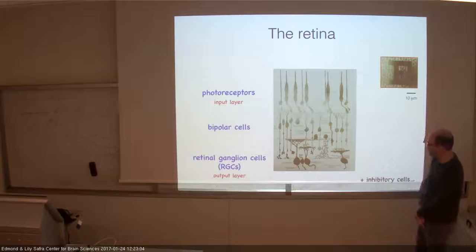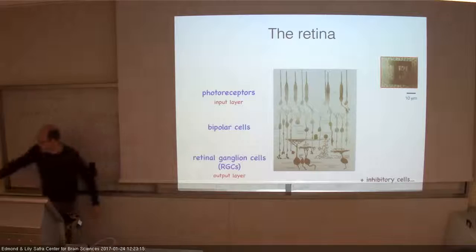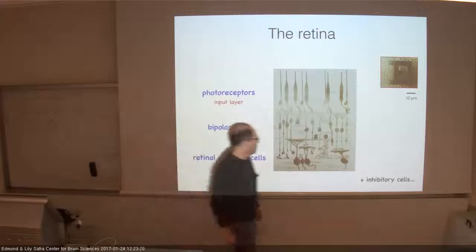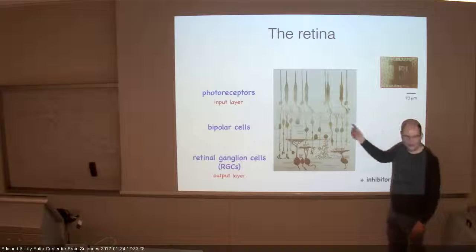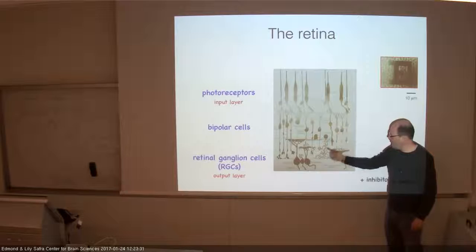It's important to note that in addition to these, there are inhibitory cells, which generate some recurrent connections both in this layer and this layer. These cells are called horizontal cells.